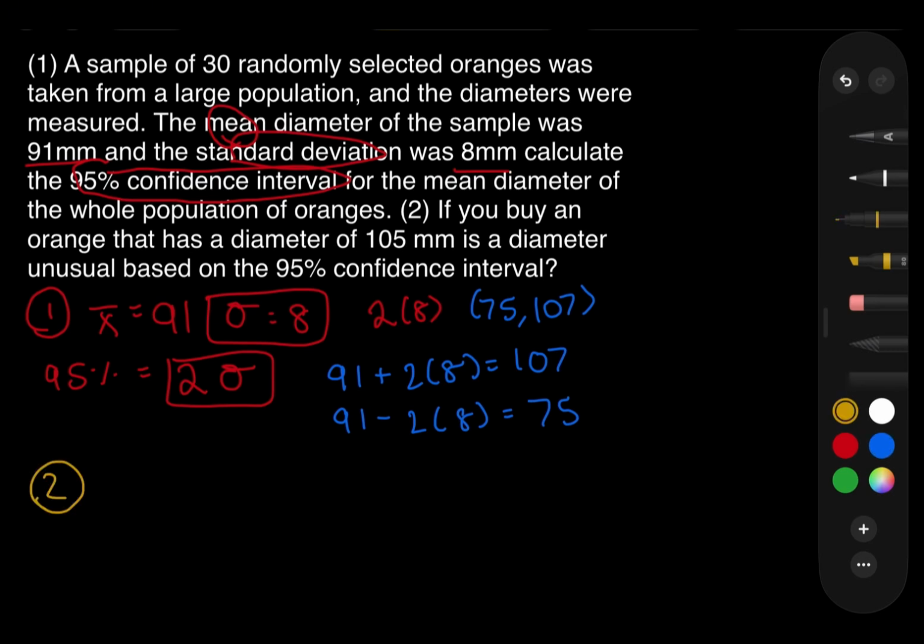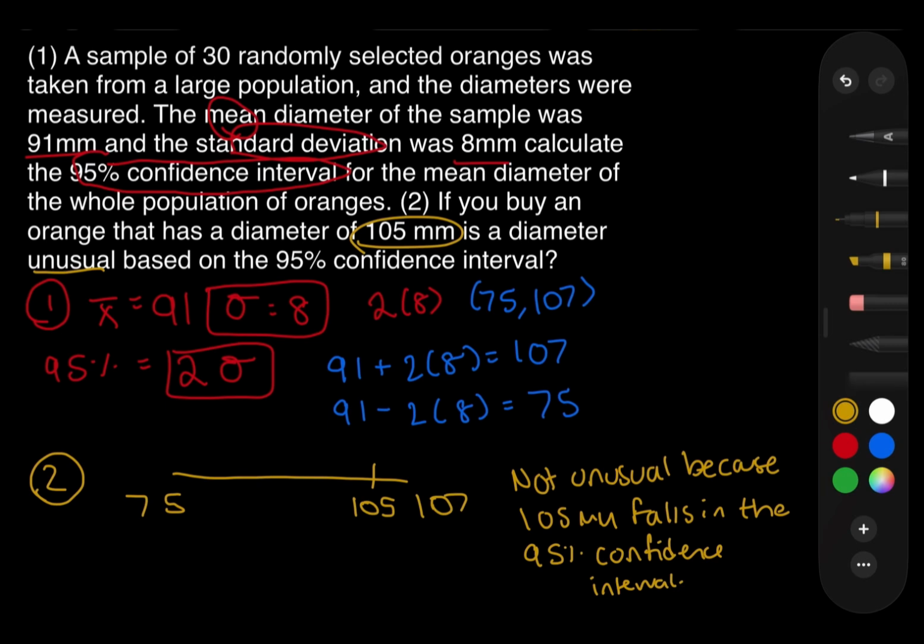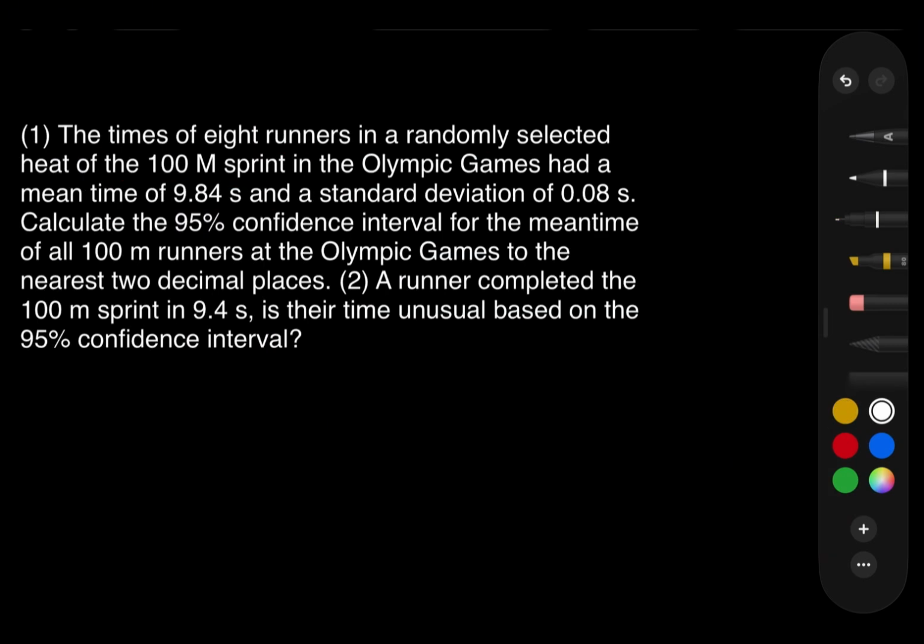If you buy an orange that has a diameter of 105 millimeters, is the diameter unusual based on the 95% confidence interval? Well, let's see. It has to fall between 75 and 107. So it can't be less than 75, but it also can't be more than 107. Well, 105 falls before 107, but also ahead of 75. Therefore, it does fall in the range, making it normal. Therefore, it's not unusual. So we're going to say that it's not unusual because 105 millimeters falls in the 95% confidence interval. Now let's do a second problem.